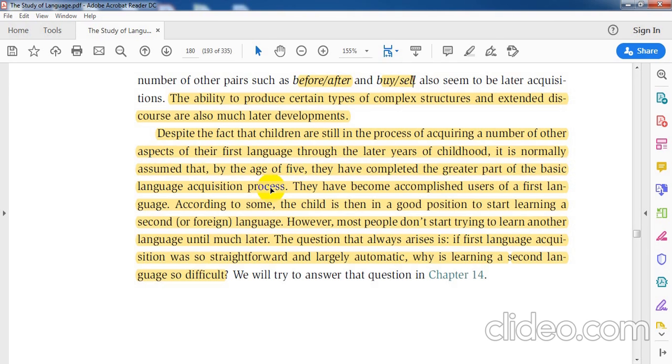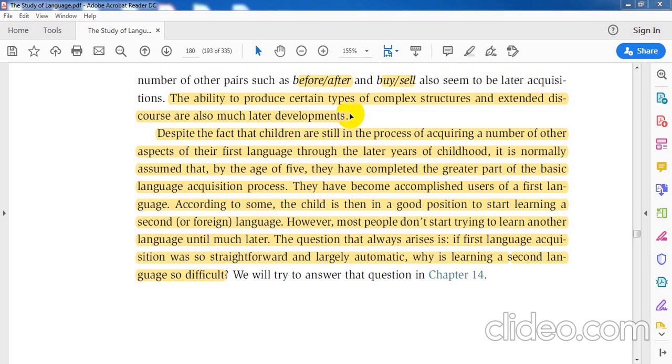From 5 to 6, let's say, children are assumed to complete the largest part of their L1 acquisition, and here it is assumed they are ready to learn an additional language. They have become accomplished users of their first language, as some scholars believe. The child is then in a good position to start learning a second or foreign language.